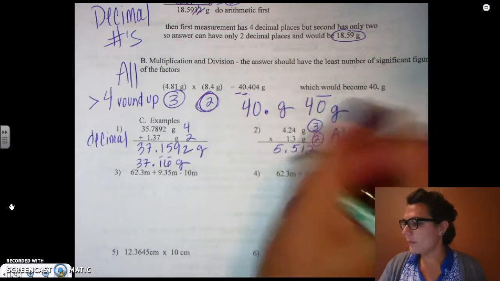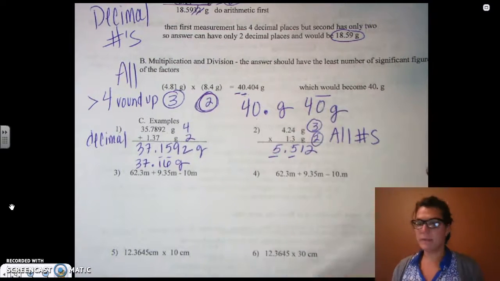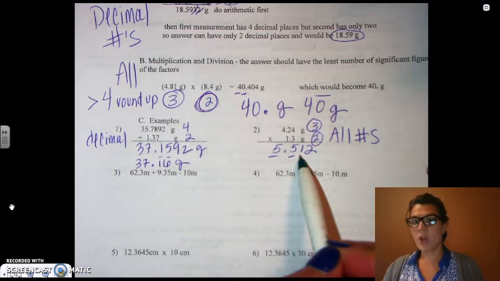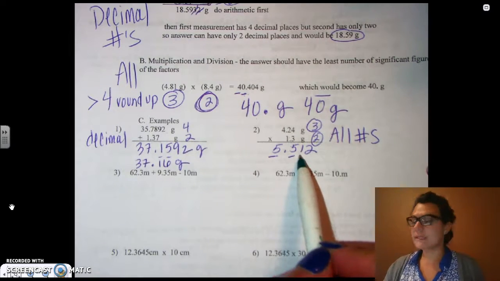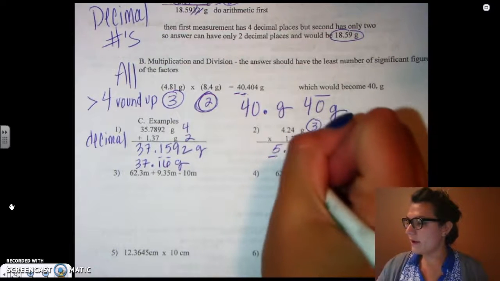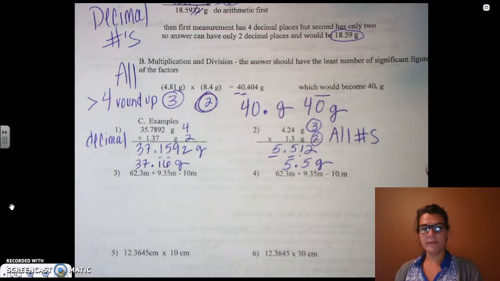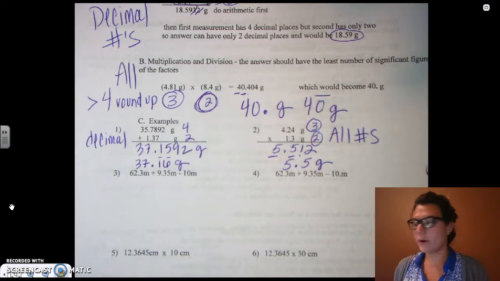Okay? So I'm going to have this number and this number. But I need to make sure that I'm not rounding up my 5. So I'm going to look at the 1. What does the 1 do to the 5? Keeps it the same. So this answer would be 5.5 grams. Okay? Let's do a couple more.